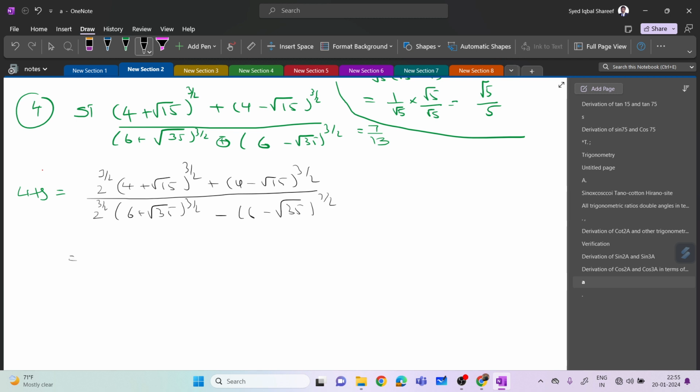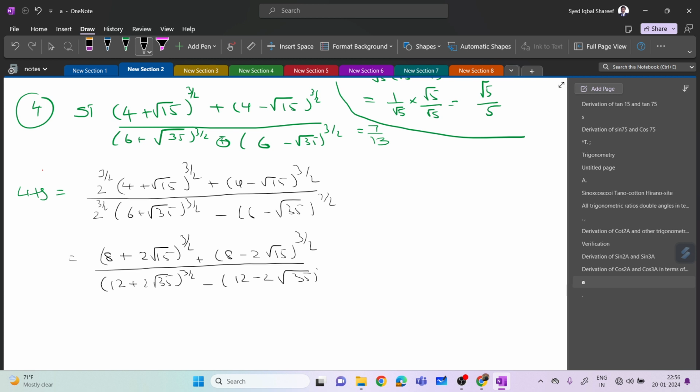If you take this inside, this will become 8. So (8 plus 2 root 15) to the power of 3 by 2 plus (8 minus 2 root 15) to the power of 3 by 2, divided by (12 plus 2 root 35) to the power of 3 by 2 minus (12 minus 2 root 35) to the power of 3 by 2.